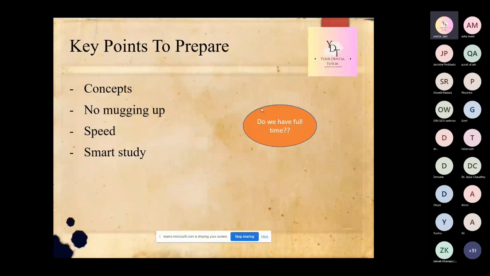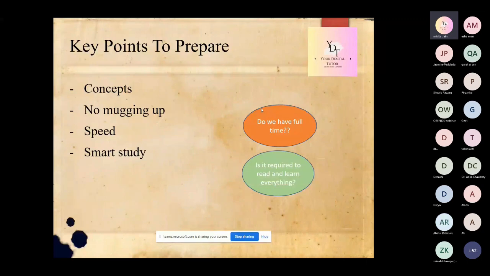No, we don't have, because either we are engaged in our masters or we all are doing jobs. So we are not completely vacant for our ORE and LDS preparations. Is it required to read and learn everything?